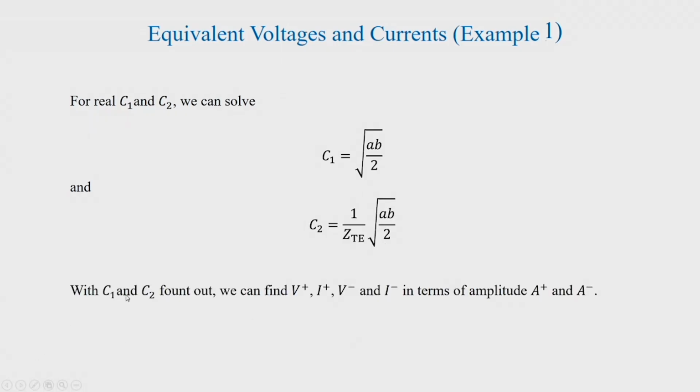So, with C 1 and C 2 known, what can we do? We can find V plus, I plus, V minus and I minus in terms of amplitudes A plus and A minus. Let us now consider another example.